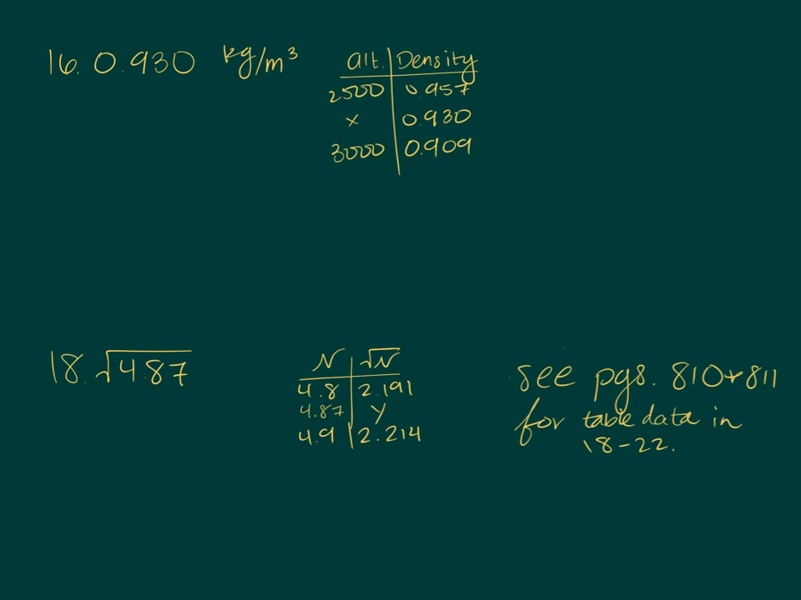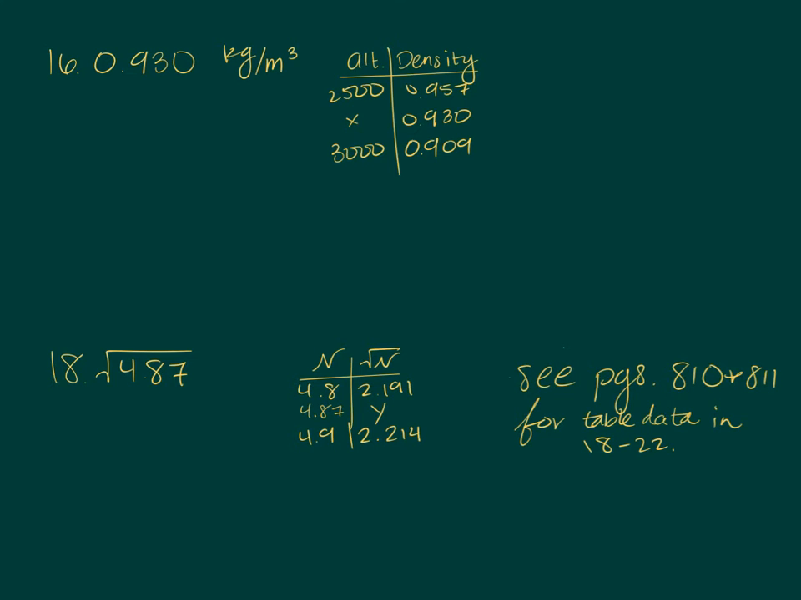Now let's look at 16. 16 says 0.930 kilograms per meter cubed. They gave us the density this time, so we're going to do inverse interpolation here. For 16, we have to find the 2 closest densities that would sandwich 0.930, and that would be 0.957 and 0.909.